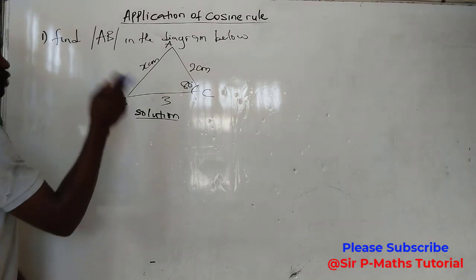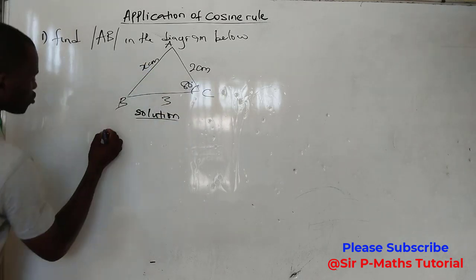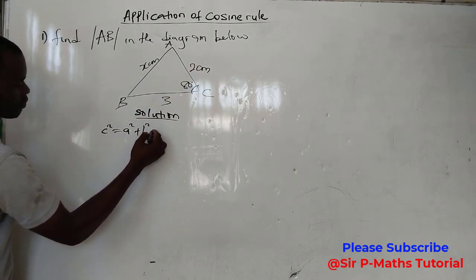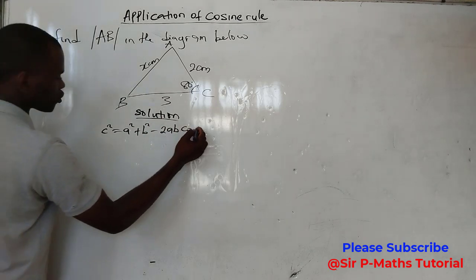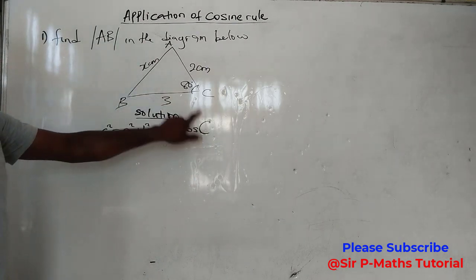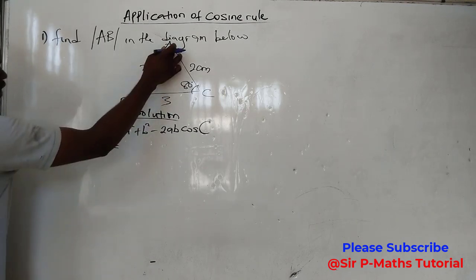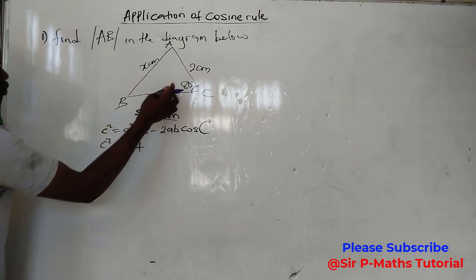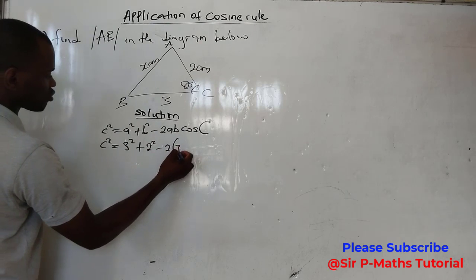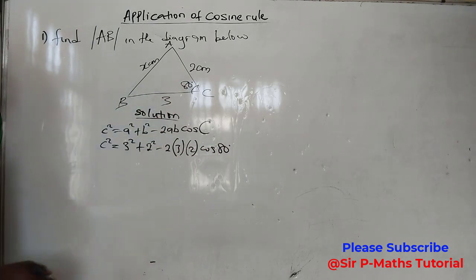Let's solve. Recall the formula of cosine rule. I'll be using C since I'm looking for C. So I'll say C squared is equal to A squared plus B squared minus 2AB cos C, capital letter C, because I am looking for the side C. So I'll be using the angle given to me. Let us substitute. C squared is equal to my A, the side facing A, which is 3 squared, plus my B squared, the side facing B, which is 2 squared, minus 2 into 3 and 2 cos 80. My angle is 80. Alright, so let's simplify.